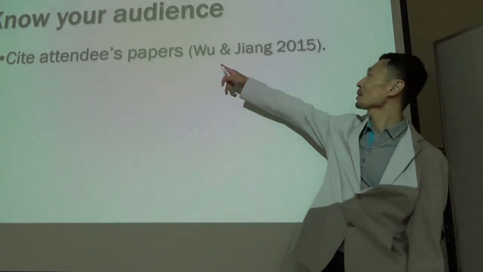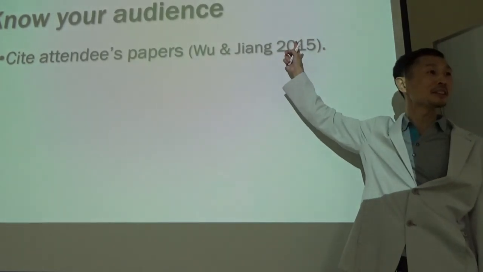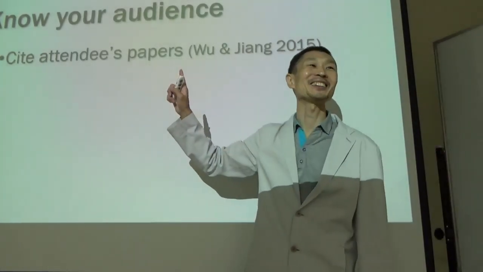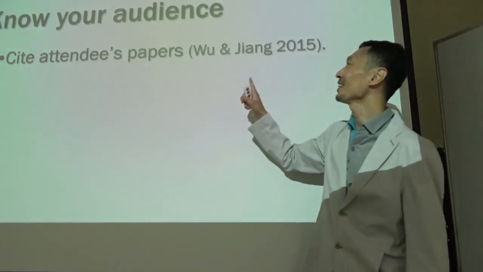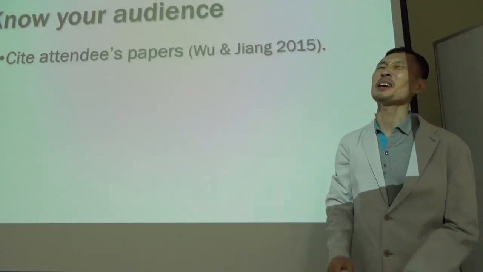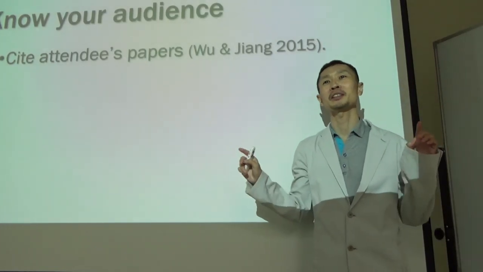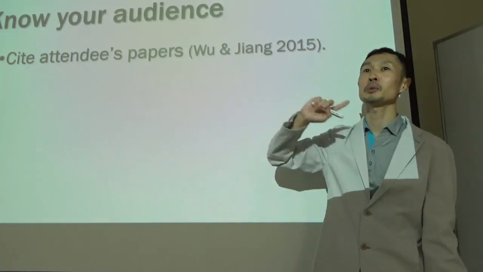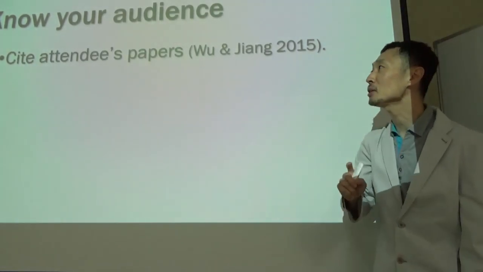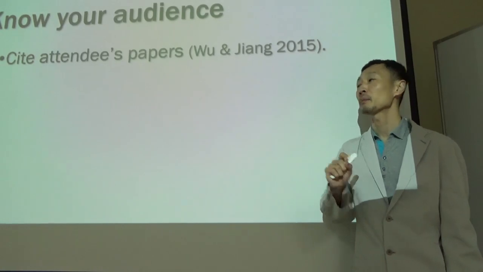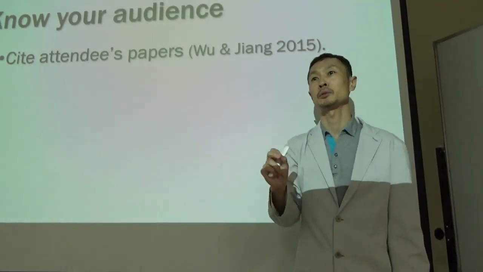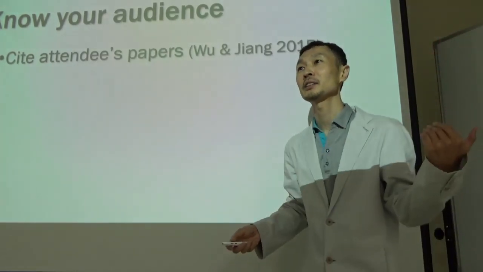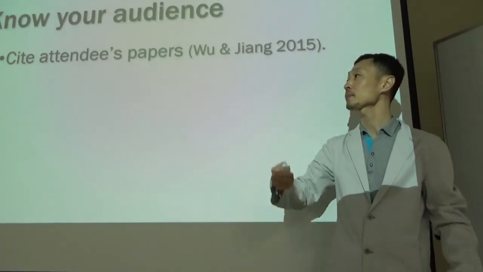Oh, there's a famous paper by Wu Jian, 2015. Right. So, okay, I'm unsuccessful, but I recommend citing attendees' papers. Maybe not in a big way, but if you're visiting other universities and you give a talk, then cite those people's papers. I'm not telling you to flatter them, but if you cite their papers, you get attention. If your paper is cited, you look at it, oh, my paper is cited, right? So that's a good way to get their attention.